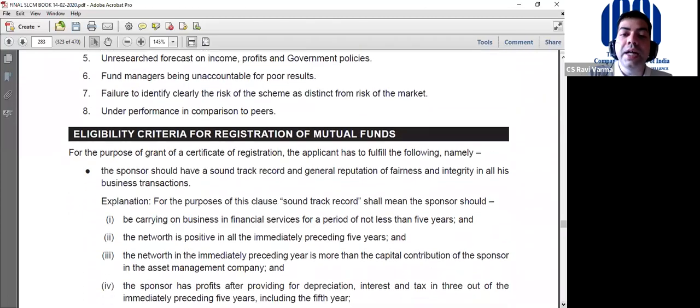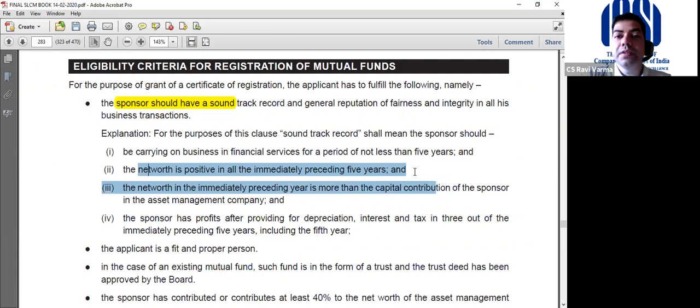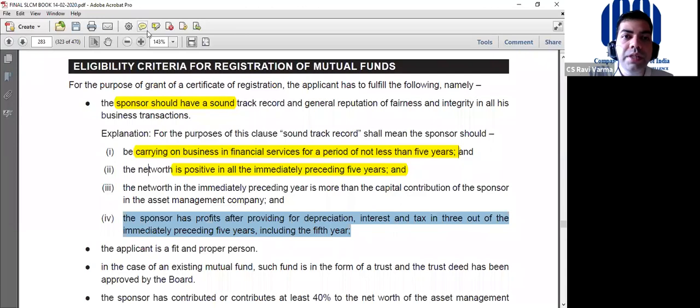The eligibility criteria is that the sponsor should have a good track record, reputed business. He should have a positive net worth in the last 5 years. He should have carried on business for a minimum period of 3 years, 5 years. So these are the conditions. Here, what I always say is that the best thing is you remember 555. Track record of business for 5 years, net worth positive for 5 years. Then interest and tax, in 3 out of 5 years there is a profit, means positive. You are not negative. So that is again a third criteria for a sponsor to register with the SEBI.